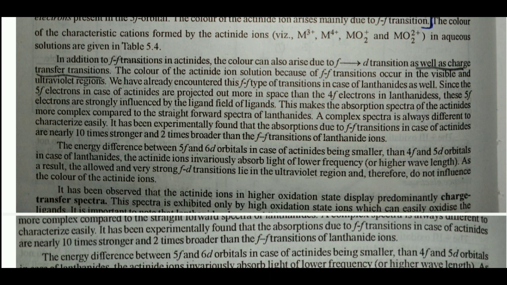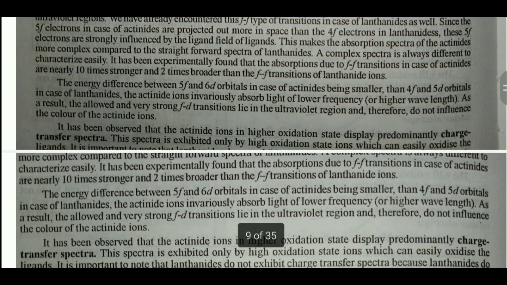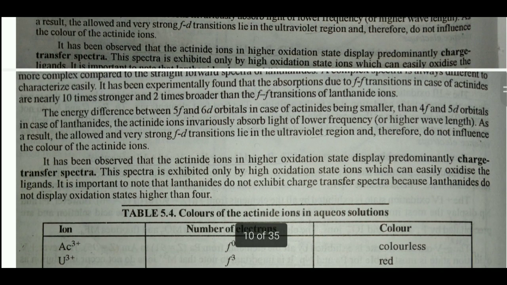It has been experimentally found that the absorption due to f-f transitions in actinides is nearly 10 times stronger and 2 times broader than the f-f transitions of lanthanide ions. The energy difference between 5f and 6d orbitals in actinides being smaller than between 4f and 5d orbitals in lanthanides, the actinide ion invariably absorbs light of lower frequency or higher wavelength. As a result, the allowed and very strong f-d transitions lie in the ultraviolet region and therefore do not influence the color of the actinide ion.